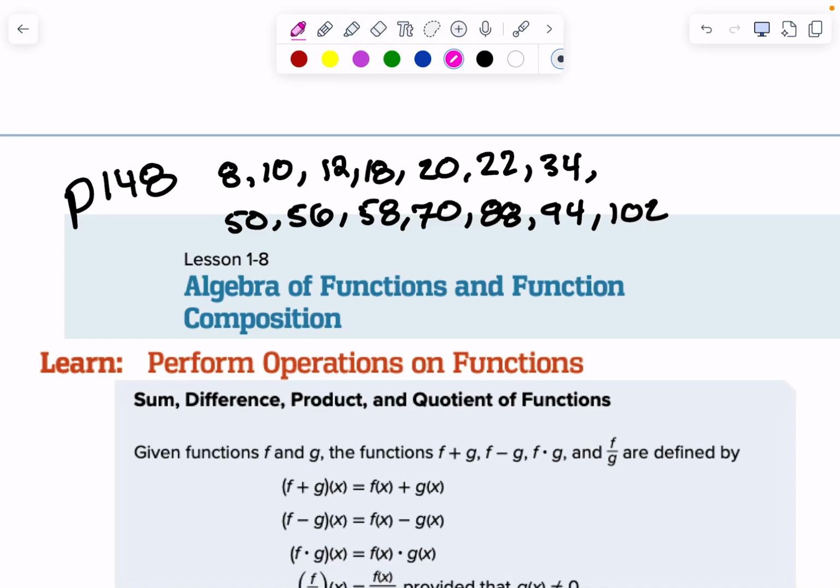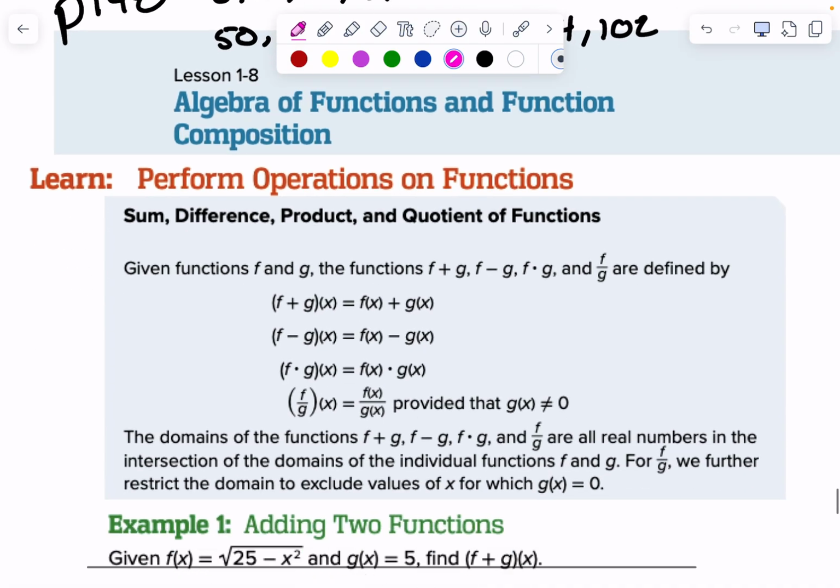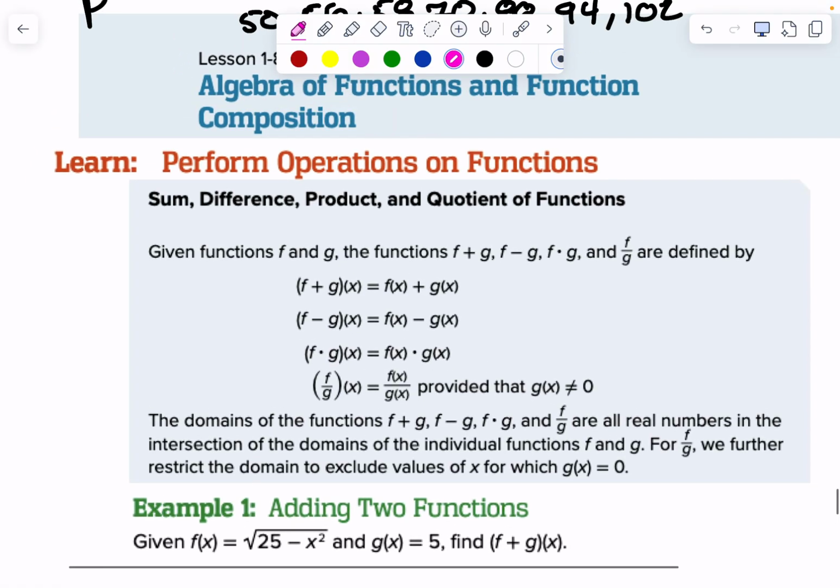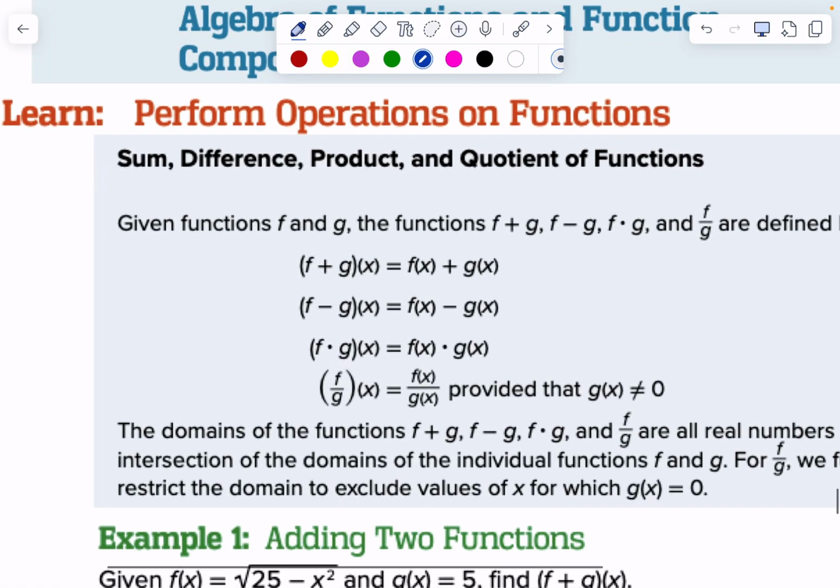Hey, Ella, we are on 1-8. This is the last section of the chapter. Here we go. There's the problems if you need to pause. Here is the first thing: operations on functions.